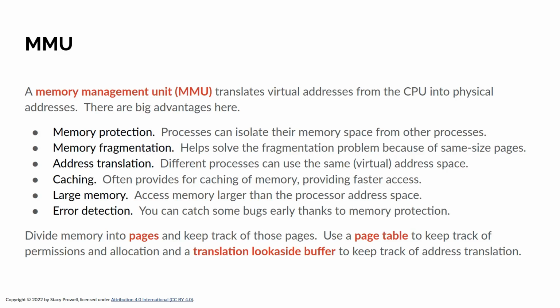Address translation. The great thing about this is if I write my program to use address 400, you can write your program to use address 400. And since we run in different virtual address spaces, we can run on the same machine. That's great. That's really great.